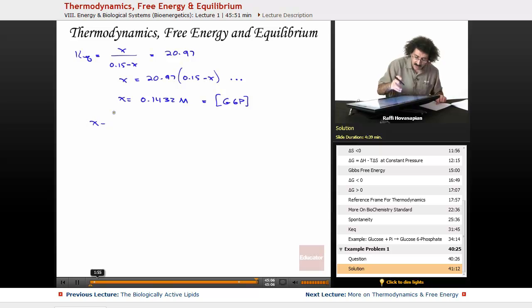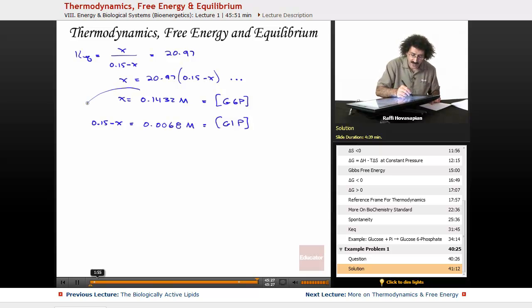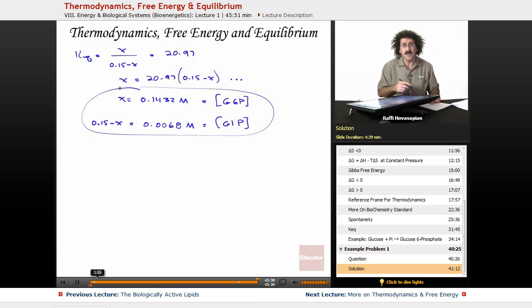Now, the equilibrium concentration of the glucose 1-phosphate, if you go back, is 0.15 minus X. So when we do that, we get 0.0068 molar equals the concentration of the glucose 1-phosphate. So there you go. That's our final answer. We started with a delta G, we converted to KEQ, we just did an equilibrium problem, and this confirms the fact that most of the glucose 1-phosphate has been converted to glucose 6-phosphate. There's virtually no glucose 1-phosphate left over.